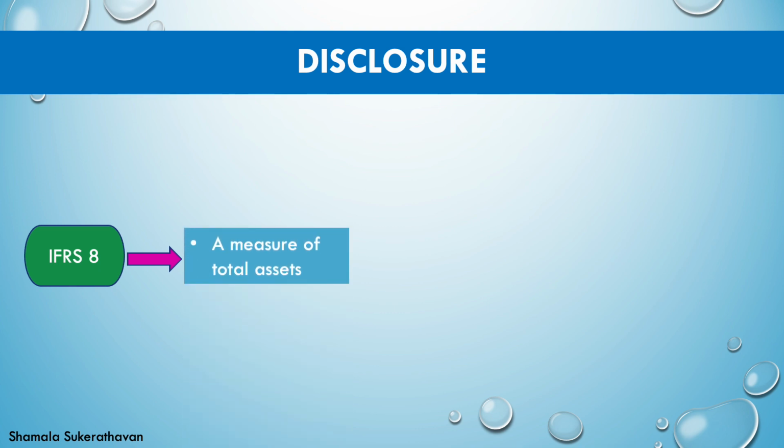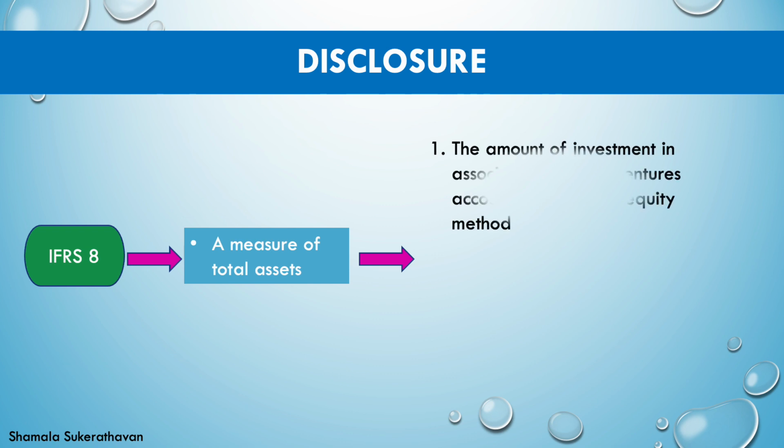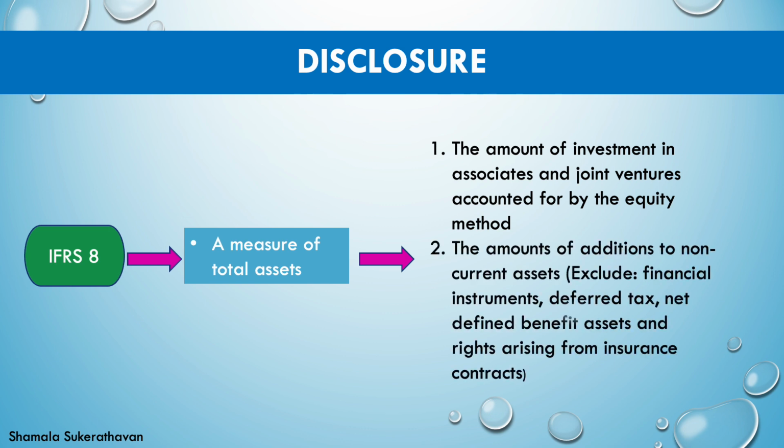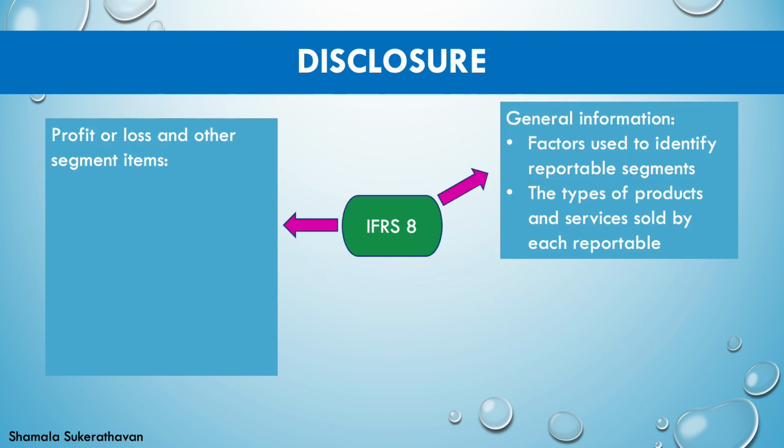Next, a measure of total assets. This includes 1. The amount of investments in associates and joint ventures, accounted for by the equity method. 2. The amounts of additions to non-current assets other than financial instruments, deferred tax, net defined benefit assets, and rights arising from insurance contracts.